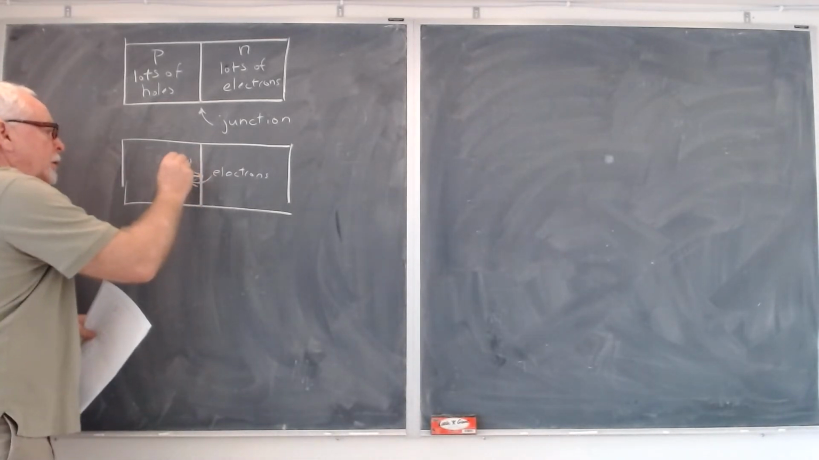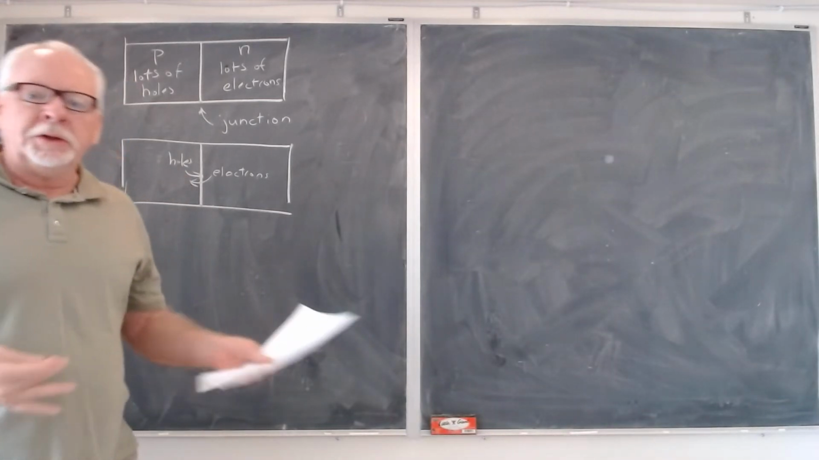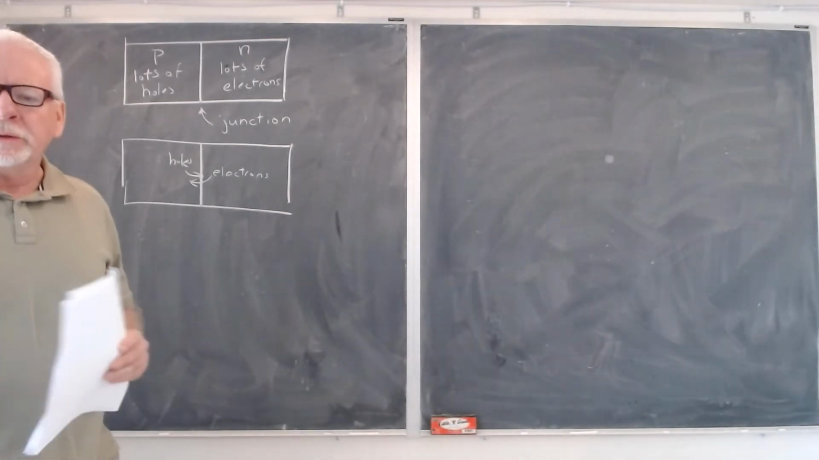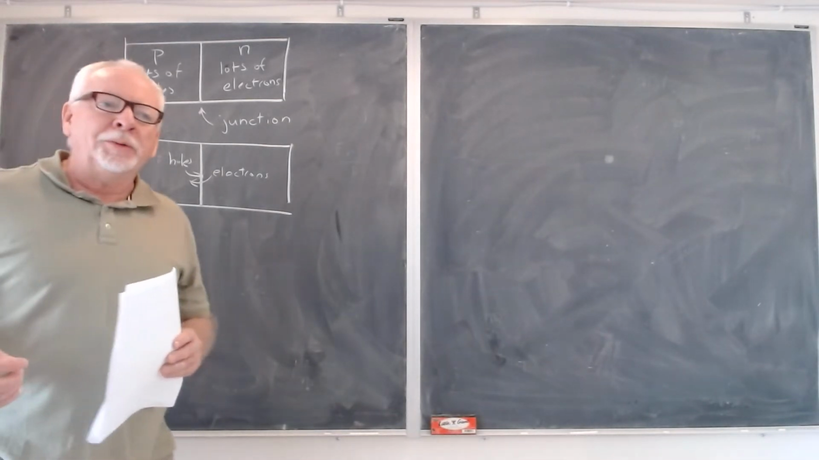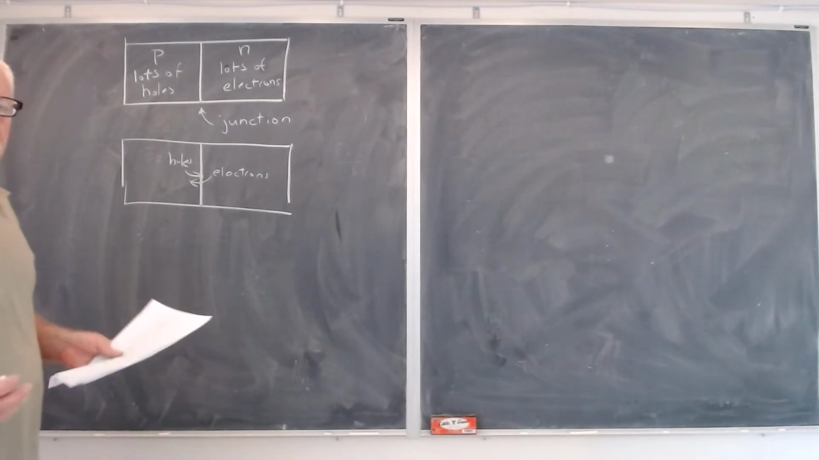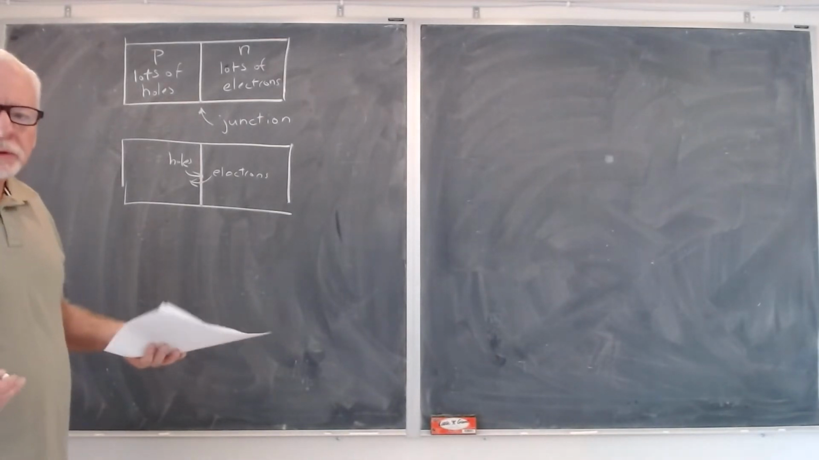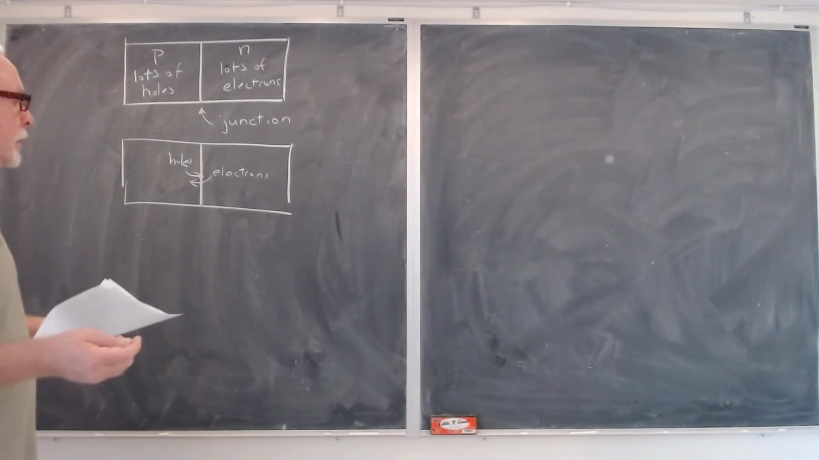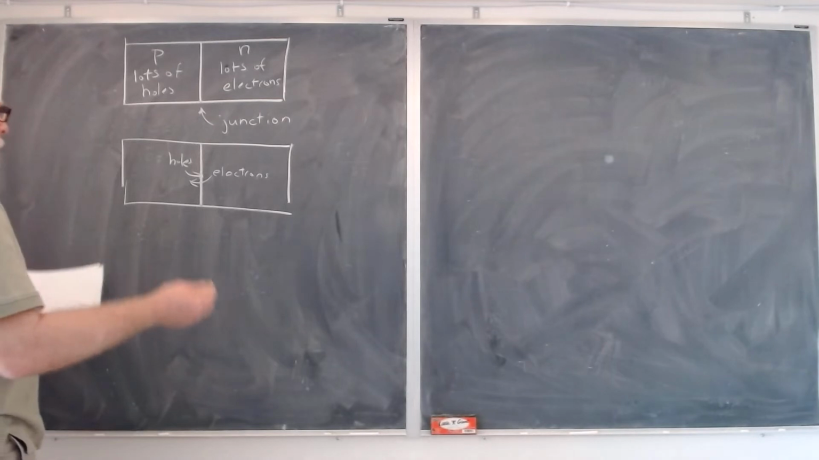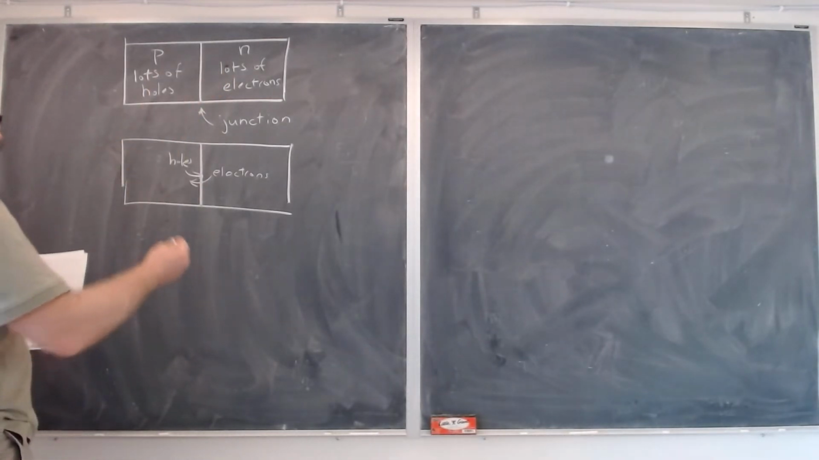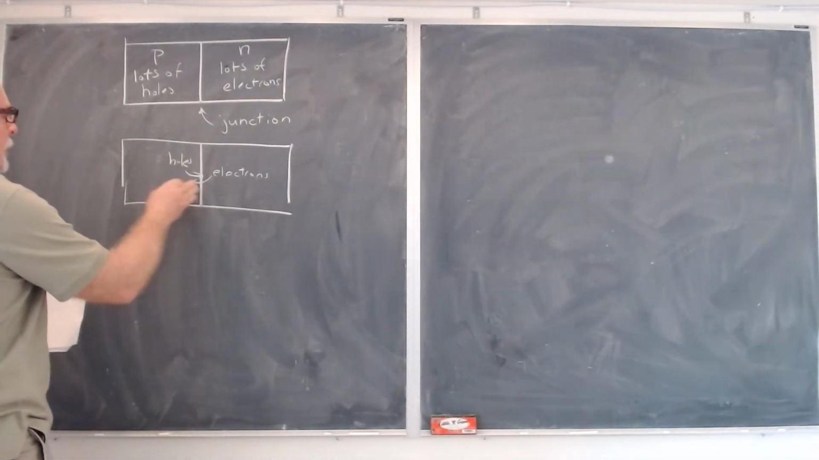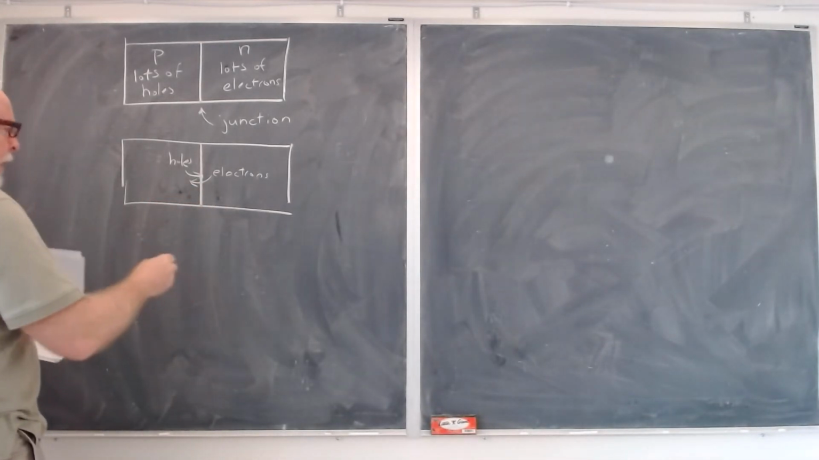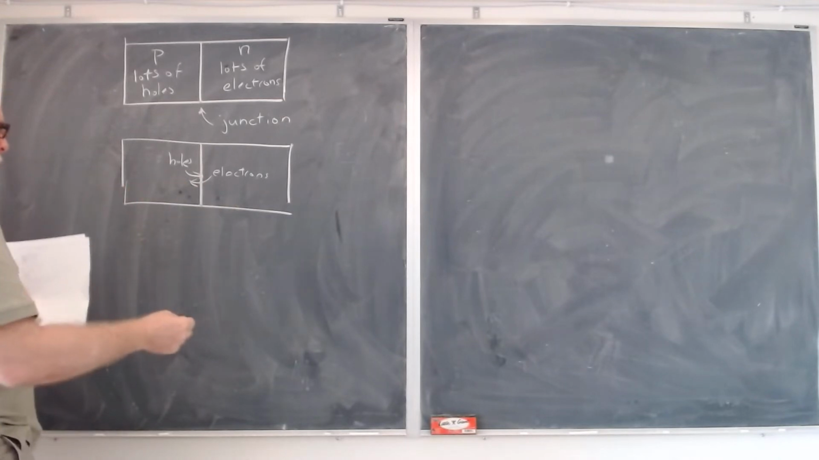Well, when a hole meets an electron, you can think of it that they just cancel each other out. The word annihilate maybe is a little bit too strong, but essentially that's what happens, because a hole is a missing electron. So when an electron meets a hole, it fills it and they both disappear. So when you bring the P and the N together, holes from the P side move over, and electrons from the N side move over, and they cancel each other out. And that goes on for a certain amount of time.